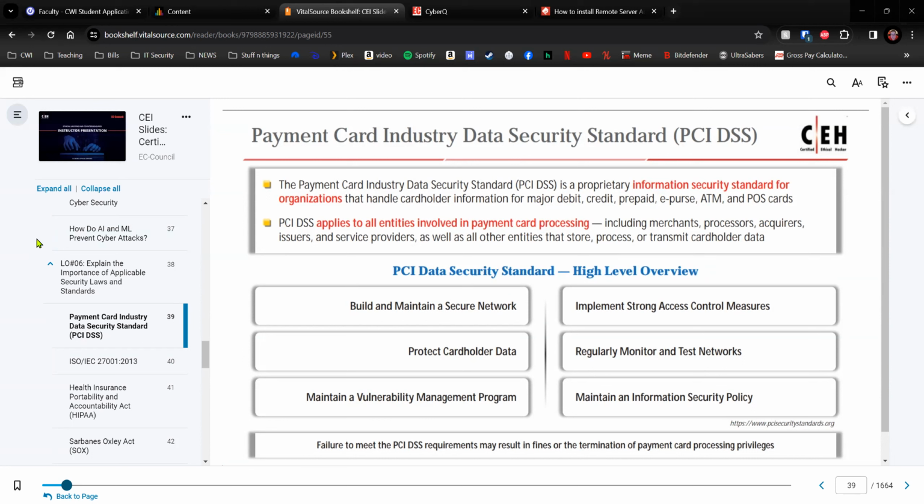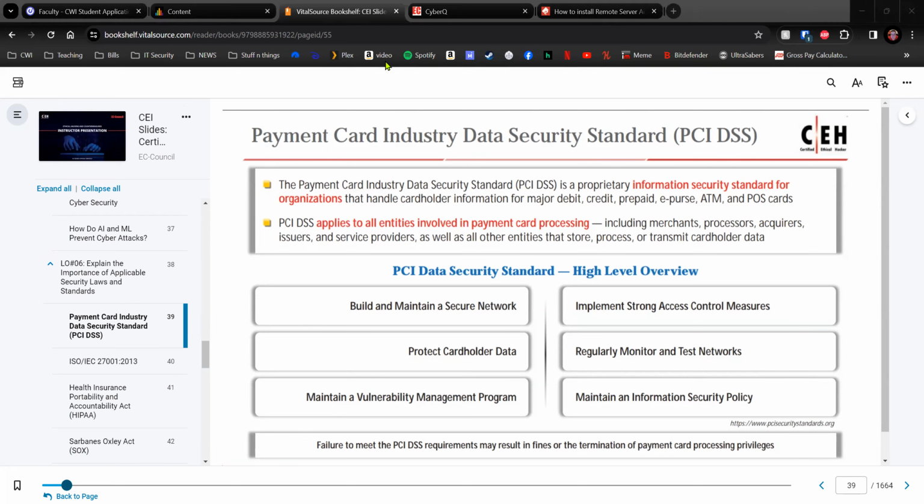Failure to meet these requirements may result, there is no may, it will result in fines or termination of payment card processing privileges. That last bit there is really the big threat for businesses, because the fines can be bad, but for them to fine you and say, by the way, you can no longer use payment card processing services, can just flat out kill your business. So that's where a lot of their teeth comes from.